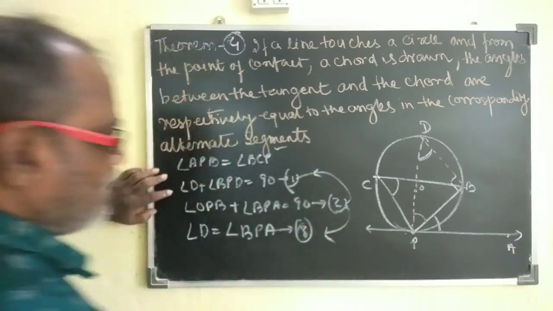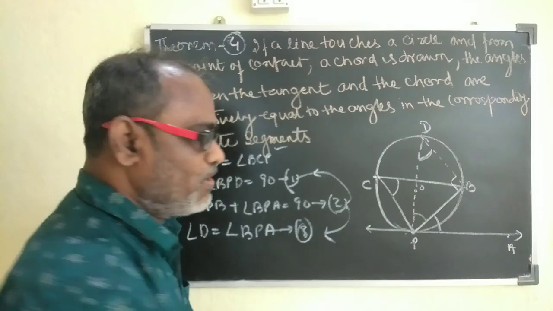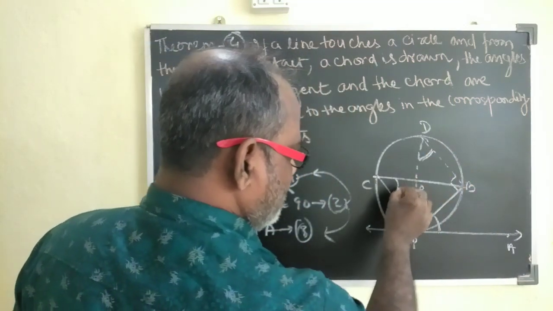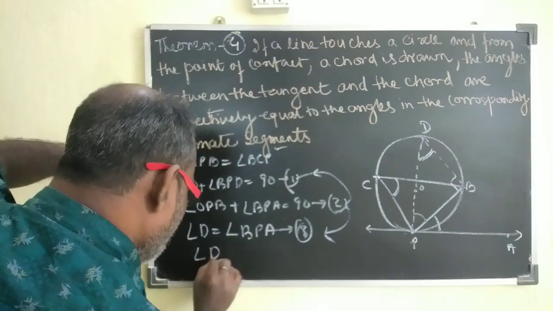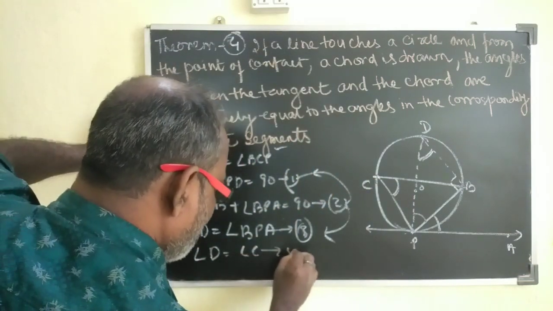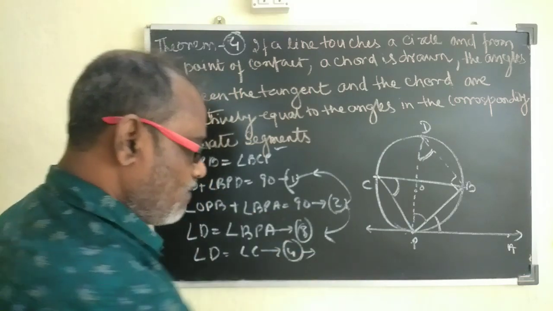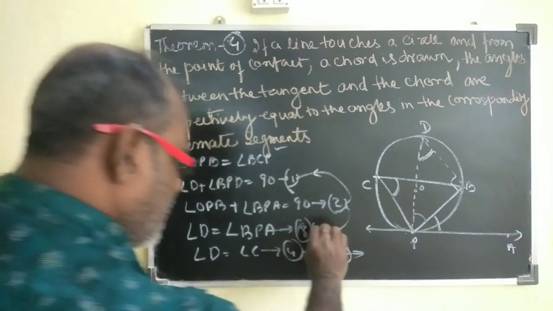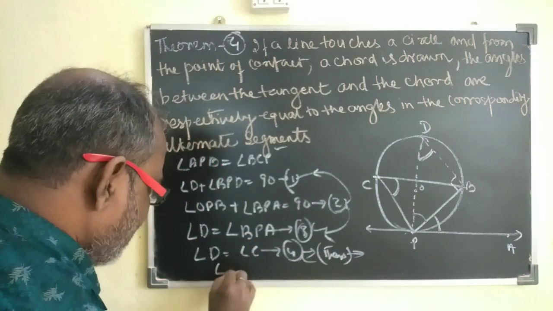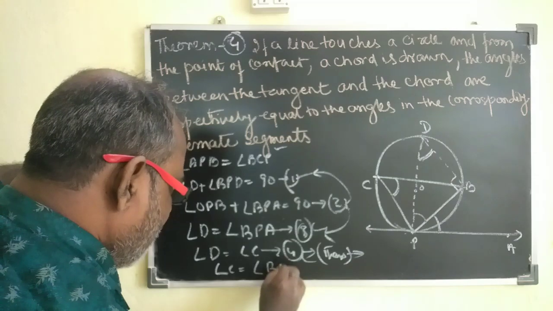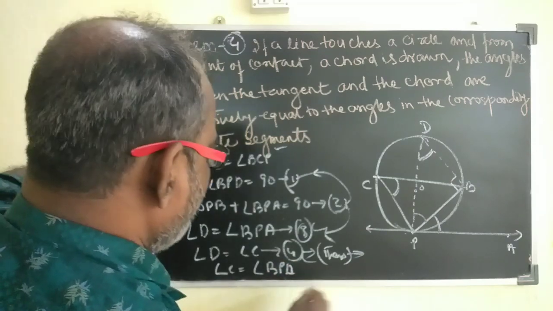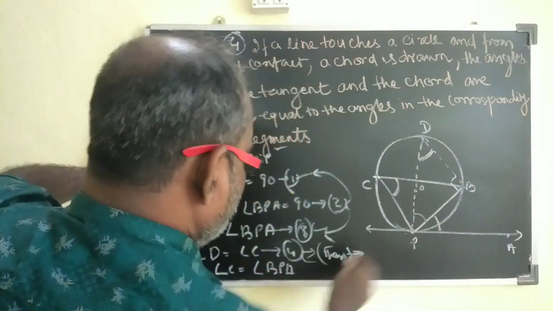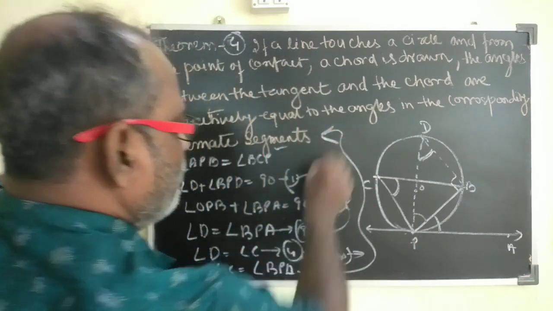Now also we have read in the previous theorem that angles in the same segments are equal. Therefore this angle is equals to this angle, angle D equals to angle C. Why? From the theorem, I am not writing the theorem here. You know the theorem, you have to write the theorem. So from 3 and 4, we get angle C equals to angle BPA, which we have to prove.